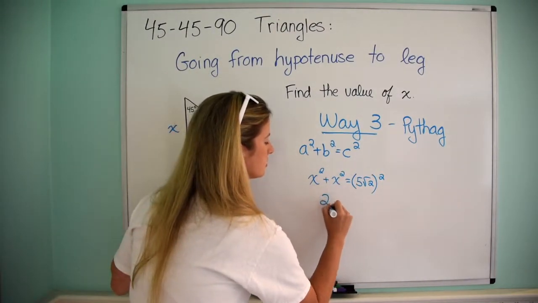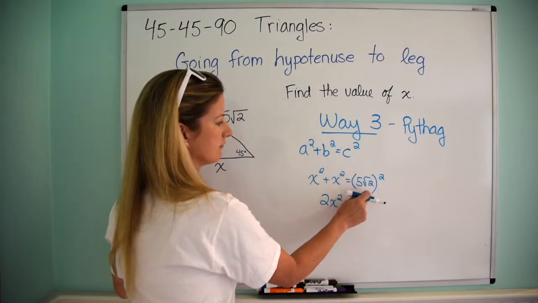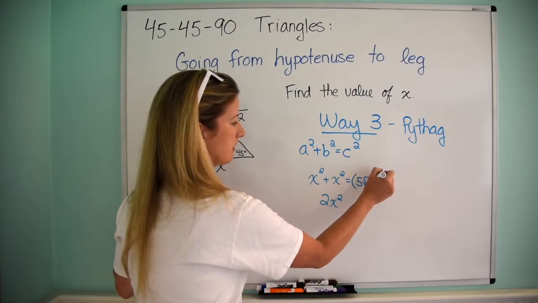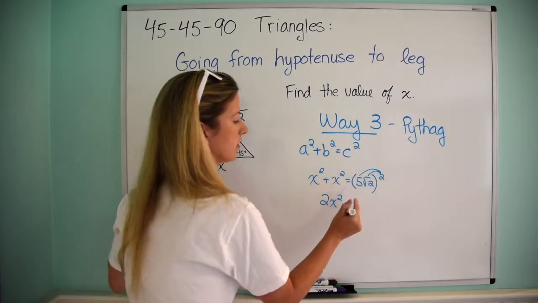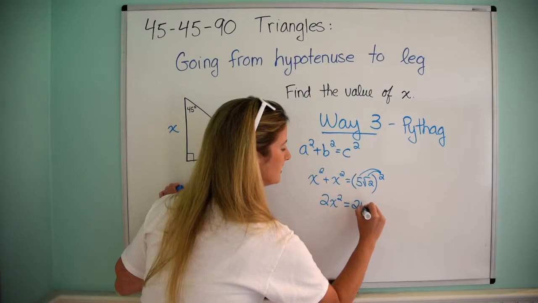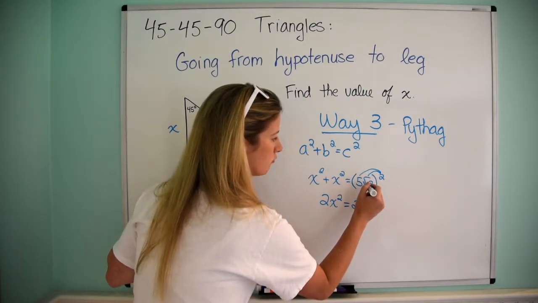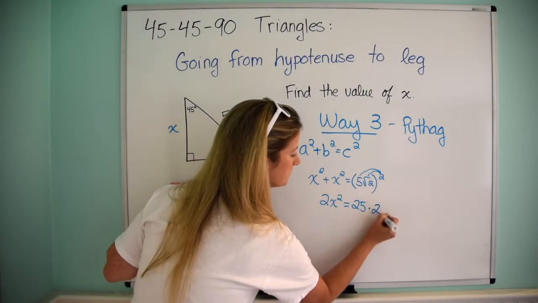So x squared plus x squared is going to be 2x squared. And then 5 root 2 squared, the quantity 5 root 2 squared. What you're going to do is remember you have to distribute that squared to both, okay? So that's going to equal 25, and then root 2 squared is just 2.